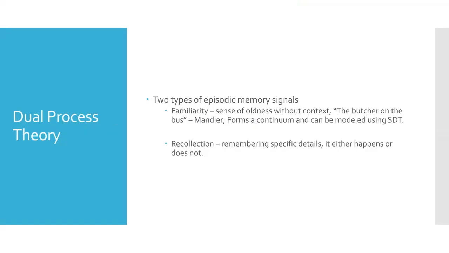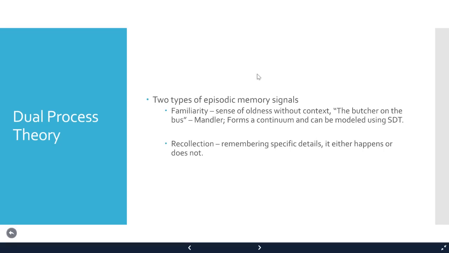Okay, this is part two of our discussion about recognition. Remember, we're trying to talk about models that describe how we make this basic recognition judgment, how we decide what's old from what's new. And now we're going to talk about dual process theories. So, dual process theories argue that there's two memory signals.